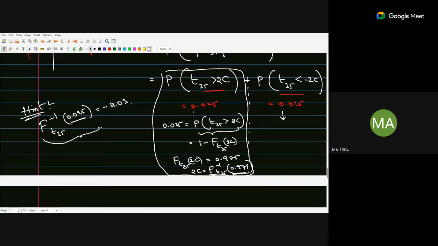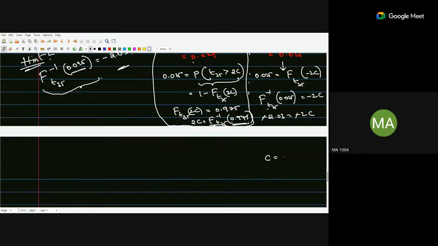So if you consider this now, 0.025 is equal to this, I can write it as F_T35 of minus 2C. So now you can take F inverse on both sides. That will be F inverse T35 of 0.025, which is equal to minus 2 times C. Now this value I know, it is given in the hint, it is minus 2.03, equal to minus 2C. This and this cancel, and we are going to get C equal to 1.015. Are we correct? Those who have solved this, can you let me know? You want the same value?